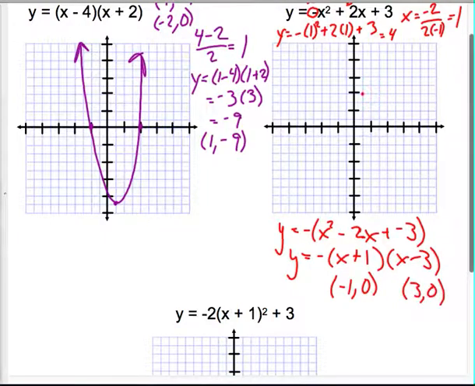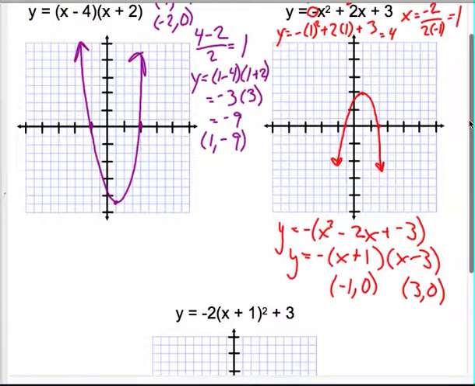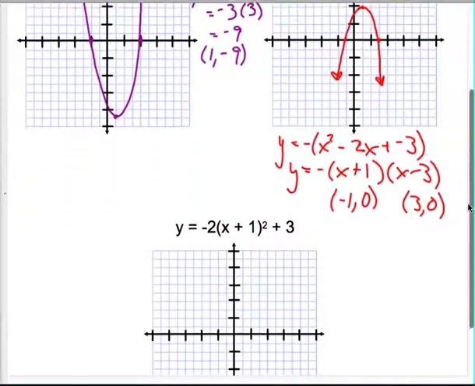So I plot my vertex, so we've got negative 1 and 3. And that's enough to go ahead and graph my parabola. And it is consistent with that negative a value opening down. And on my first one, my a value was positive, so it opened up.